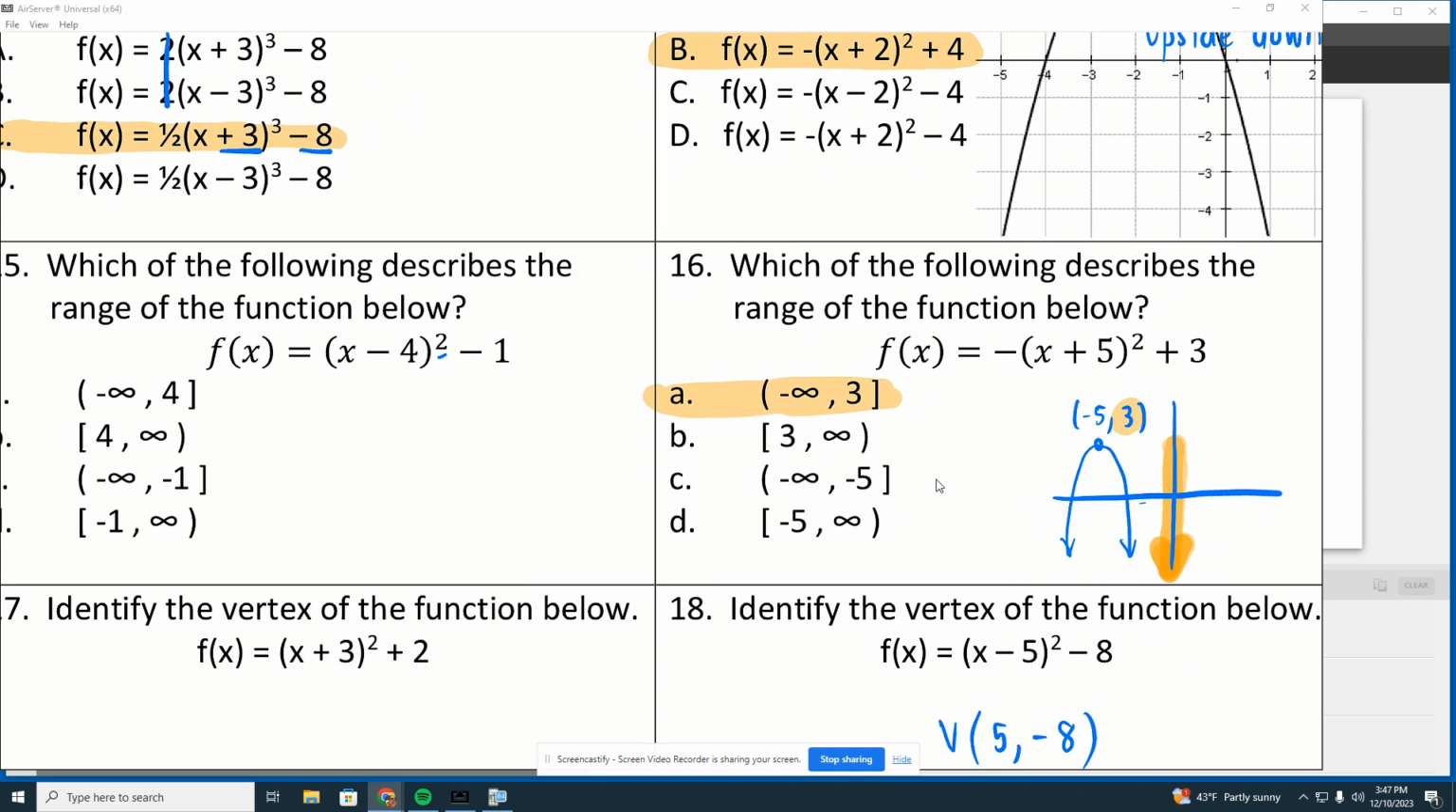My vertex changed. It went right 4, down 1. So if I'm trying to picture this on a coordinate plane, it went right 4, down 1. So this thing is like doing this.